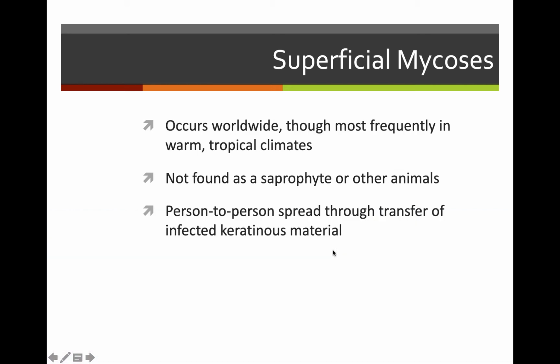The majority of these superficial mycoses are going to mostly be found in warm tropical climates because they like the moisture. I don't know about you, but my skin is super dry. When I lived in South Texas where it's humid, skin was not dry. If I lived in an even more tropical climate, you've got a lot of moisture. These are not generally found as saprophytes, meaning we don't find them in the soil, and we don't usually find them on other animals. This is going to be person-to-person spread through the transfer of infected keratinous material: hair, skin, or nails.